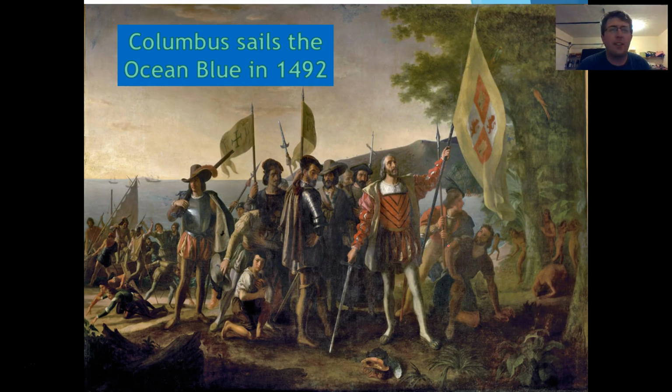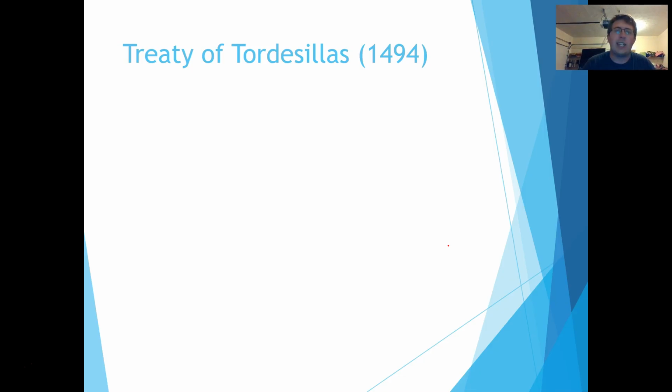So Columbus does sail the ocean blue in 1492, and shortly after that, this is the event that really kicks off this sense of rivalry in the New World. It's called the Treaty of Tordesillas. Remember, our two countries that started this exploration game were Spain and, if you said Portugal, you are correct.